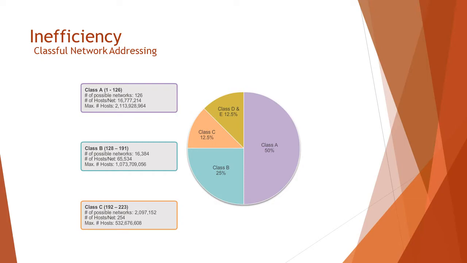Inefficiency. One problem with classful addressing is its waste of address space. As we can see in the chart, Class A occupies 50% of all this space, but only 126 networks exist, and almost no one is able to take full advantage of all the addresses that these networks offer. Class B suffers from the same issue, while Class C is very limited in its host address space, making this addressing scheme wasteful and inefficient.